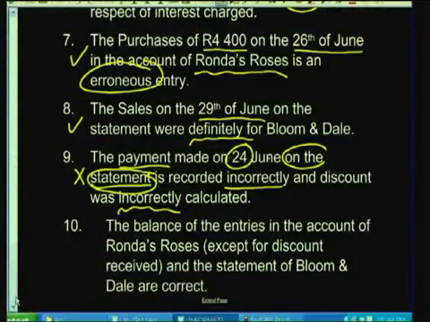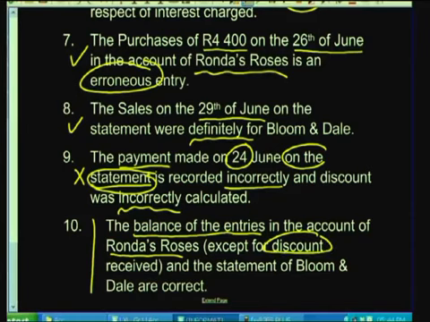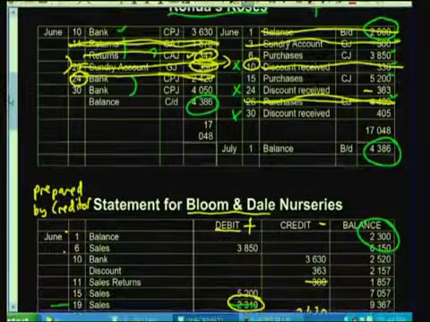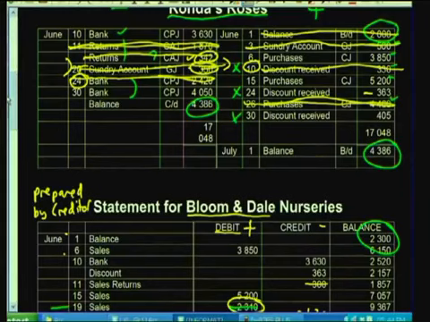Right, let's look back at the next adjustment. This is now the final adjustment, but it's quite a long one because it tells us the balance of the entries in the account of Rhonda's Roses, except for discount received, and in the statement of Bloomingdale are correct. So all the other entries in the account of Rhonda's Roses, except for the discount received and the statement of Bloomingdale, are correct. What we now need to do is just check to see that everything has been recorded, and the best way of doing that is to record them one by one. When you're doing an exam, record it and tick it off.